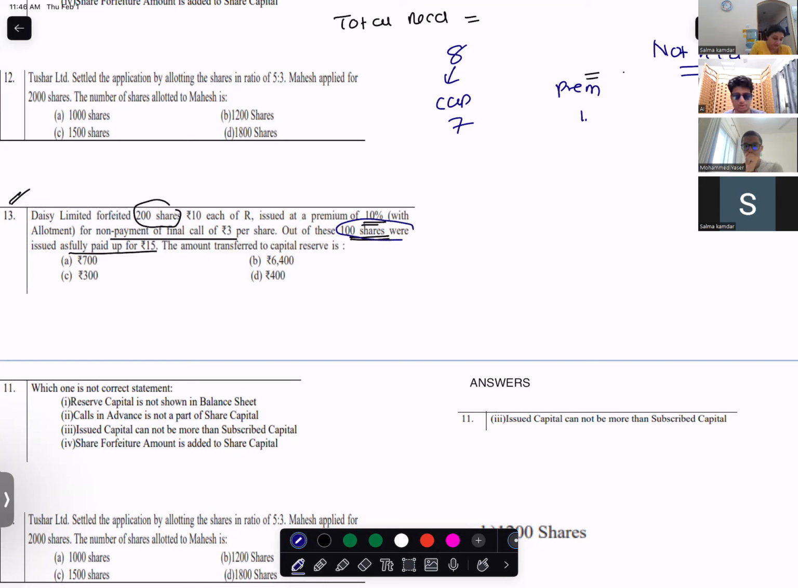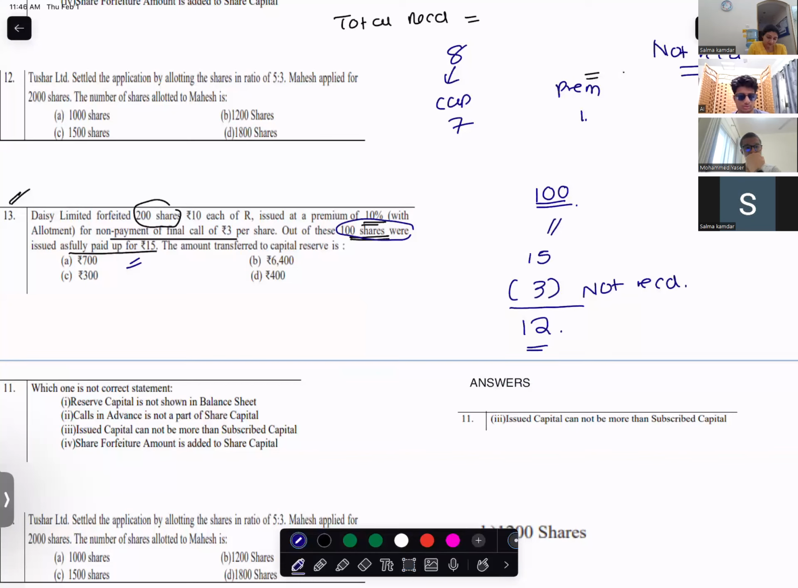Out of these, 100 shares were issued as fully paid up. I have reissued 100 shares for 15. From this 15, I will adjust the not received 3. So balance is 12. What is the amount that I will transfer to capital reserve?